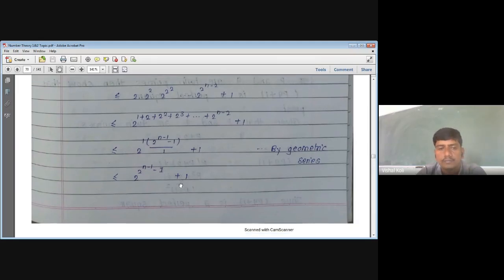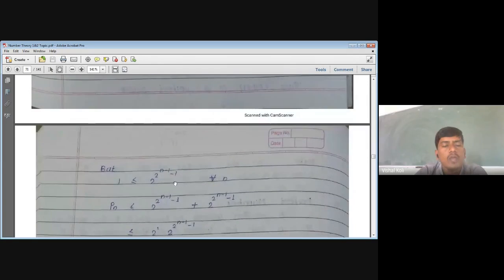Now, 1 is less than or equal to 2 to the power 2 raised to n minus 1 minus 1 for all integers n. Let us take the integer n equal to 1. If n equals 1, then n minus 1 minus 1 will be 0. 2 raised to 0 is 1, and 1 minus 1 is again 0. Therefore, 2 to the power 0 is 1. Therefore, 1 is less than or equal to 1, which is true for all the integers n.